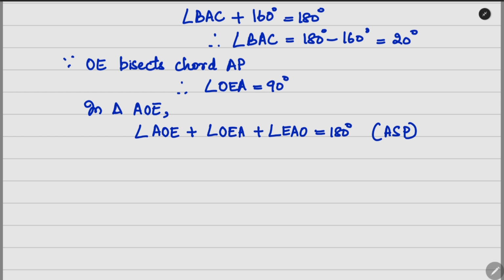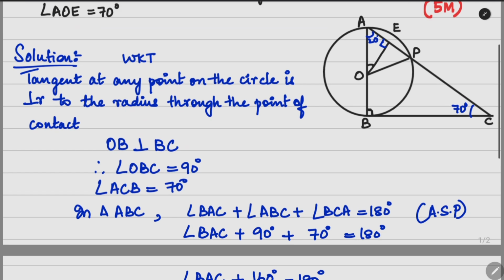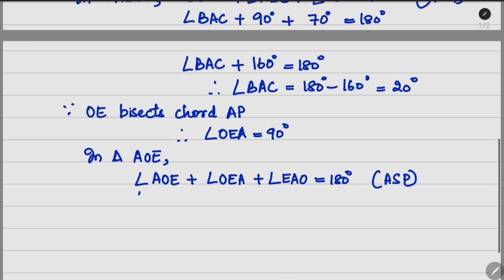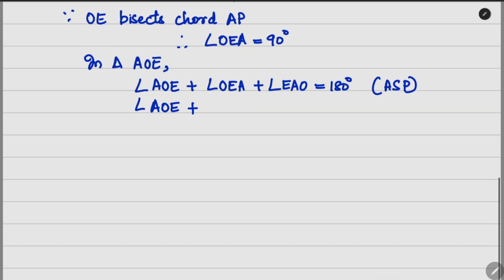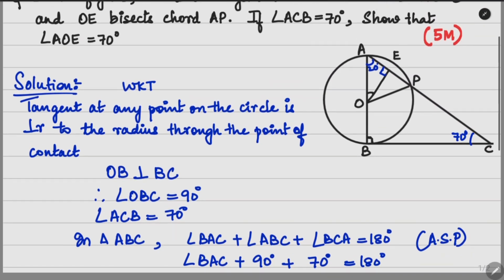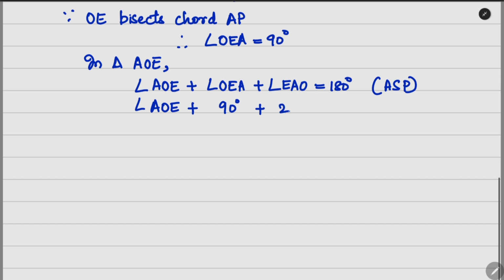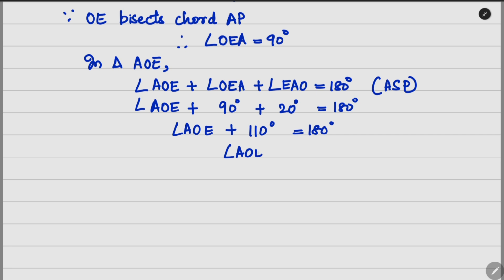Now angle AOE is something which you have to find. So angle AOE plus what is OEA? 90 degree. 90 plus EAO. EAO is 20. Right? 20 equal to 180. So angle AOE plus 110 equal to 180. Angle AOE equal to 180 degree minus 110, which is nothing but 70 degree. Hence proved. Therefore, angle AOE is 70 degree.